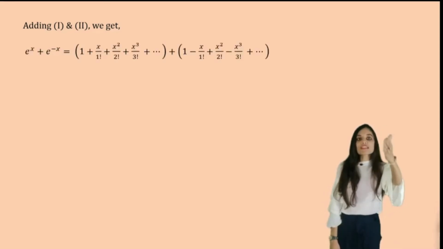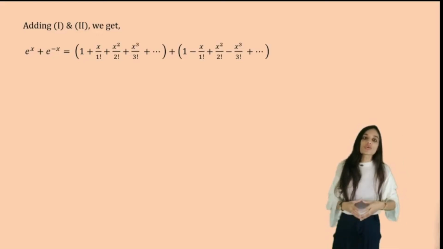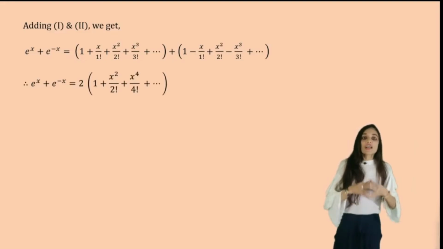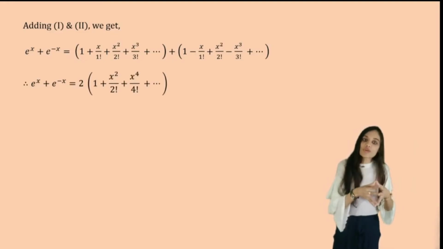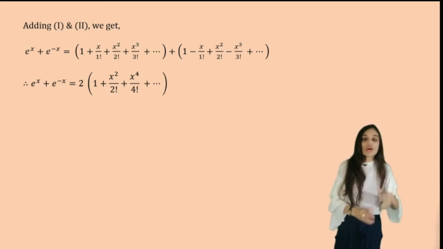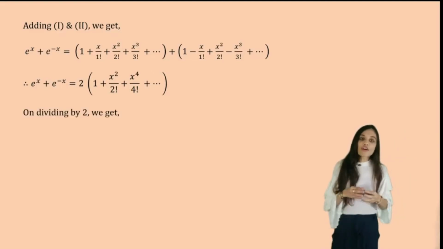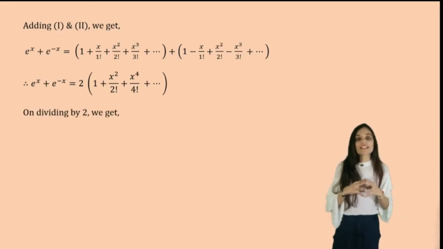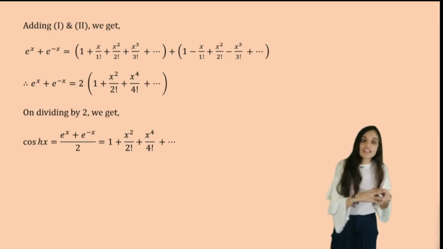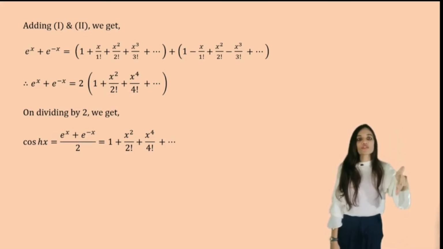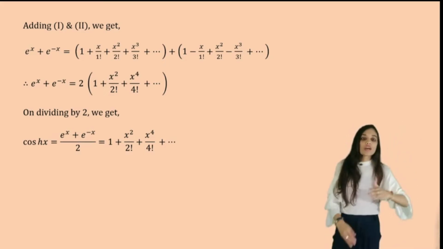So e raised to x plus e raised to minus x will be equal to, we'll add both the Maclaurin series. So finally what we will get is that e raised to x plus e raised to minus x is equal to 2 into 1 plus x square upon 2 factorial plus x raised to 4 upon 4 factorial plus and so on. Now lastly we will divide this by 2. So finally we will get cos hx is equal to 1 plus x square upon 2 factorial plus x raised to 4 upon 4 factorial and so on.